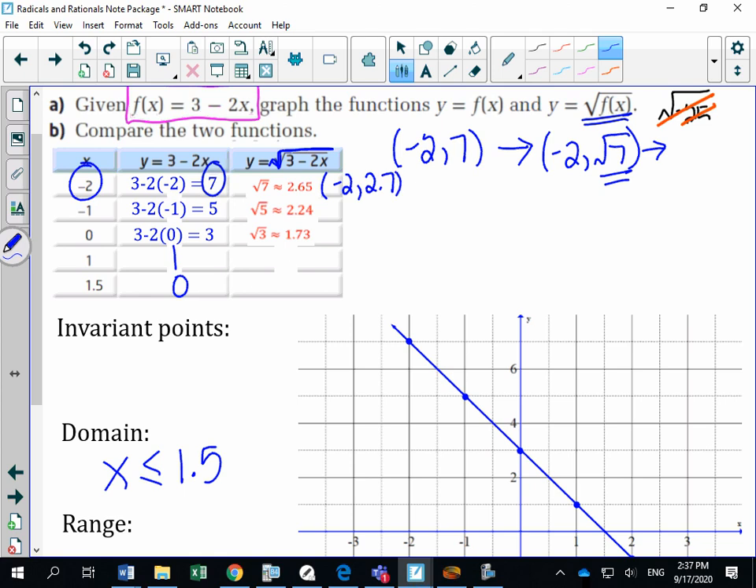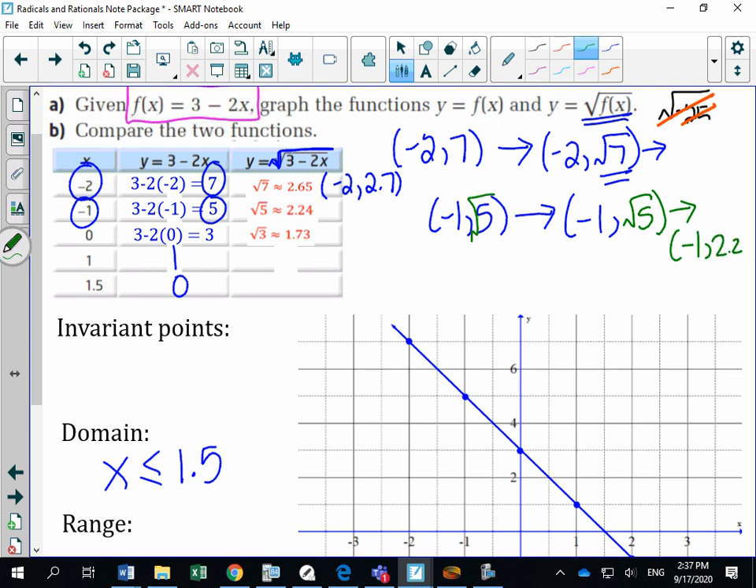If I was to do this coordinate, -1 and 5, that coordinate on my radical graph would be -1, and on the radical graph, we take the square root of 5. And the square root of 5 is going to be approximately 2.2. So this next coordinate is going to be -1 and 2.2. The third coordinate, my x value is going to be 0, and my y value is going to be the square root of 3. And the square root of 3 is 1.7.